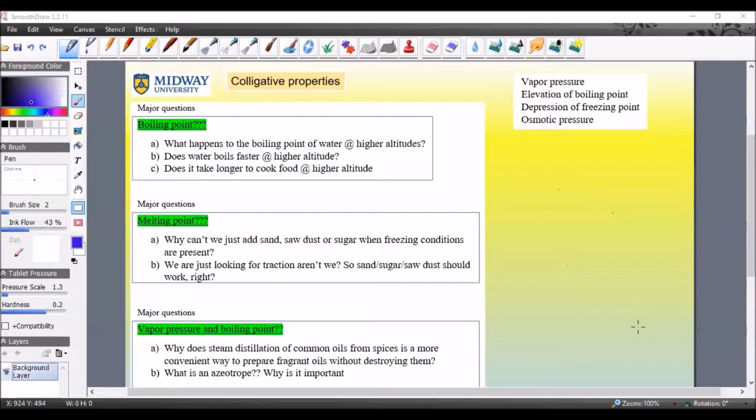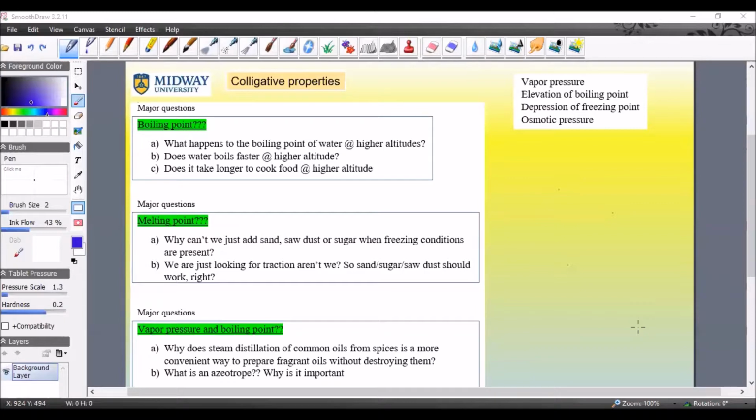All right. Now, with that said, the second topic for discussion is melting point. Why can't we just add sand? Now, some of us live in regions where, like in Kentucky, we do get snow, we do get freezing conditions, and sometimes it's very sub-freezing conditions. And why can't we just add sand, sawdust, or sugar when freezing conditions persist? We're just looking for traction, aren't we? So sand, sugar, or sawdust, or any other form of solid should work, right? But we particularly add salt, and I think anyone that's living in colder regions would be accustomed to the idea of salt being thrown on streets.